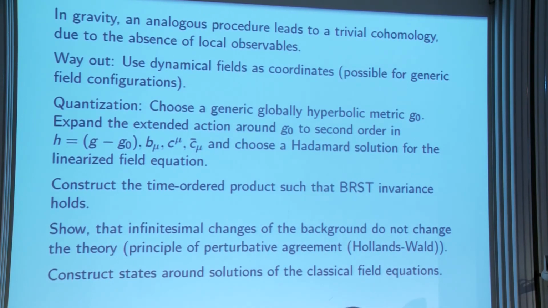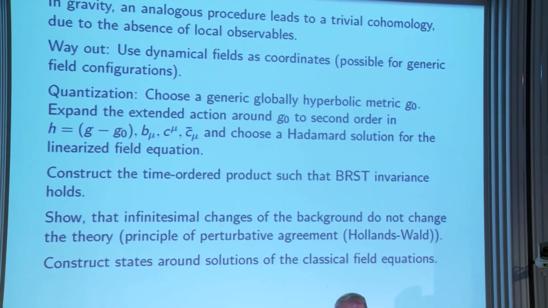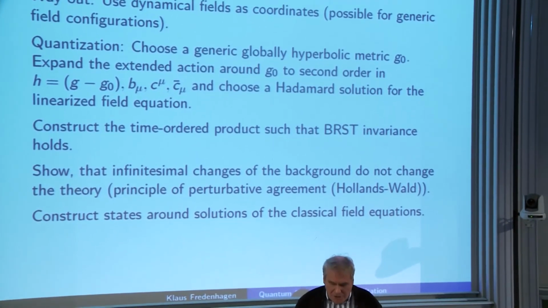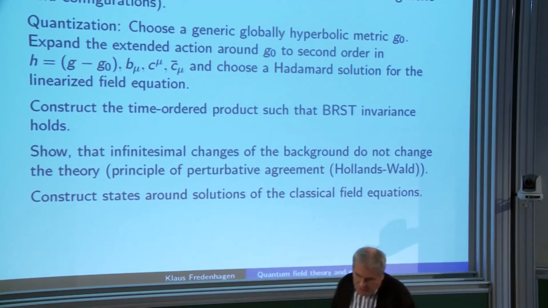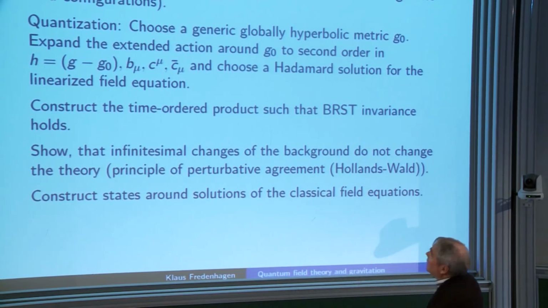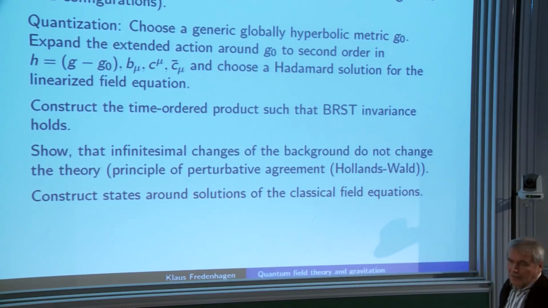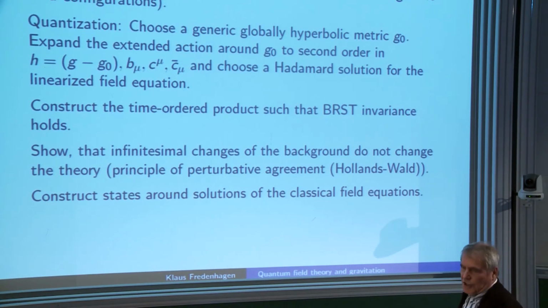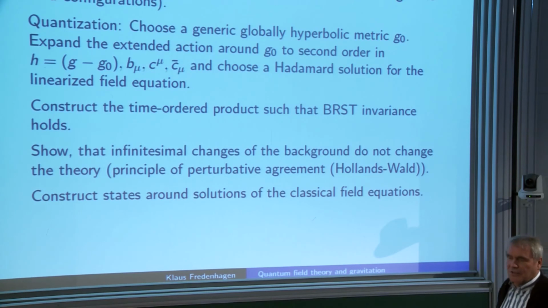This depends on the gravitational field. But for generic field configuration, this is possible. And so the idea is to... Dynamic field, you mean on shell? Not necessarily on shell, just generic in the sense that there are no special symmetries, so that you have enough independent, say, curvature scalars, for instance.